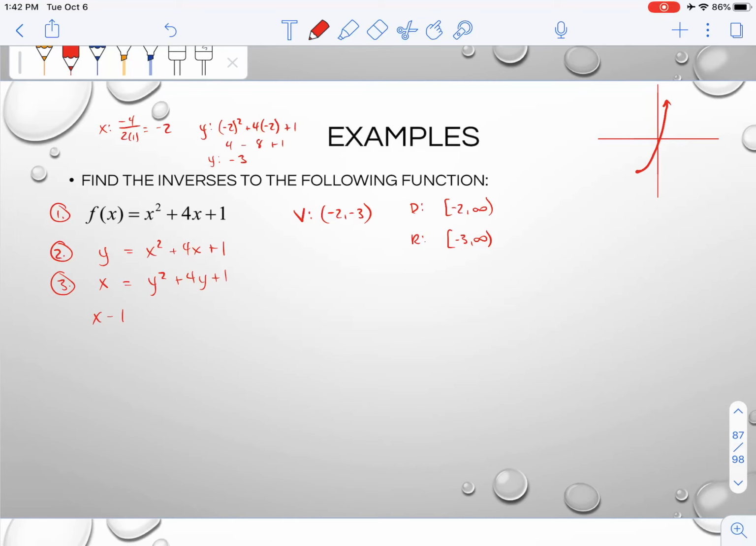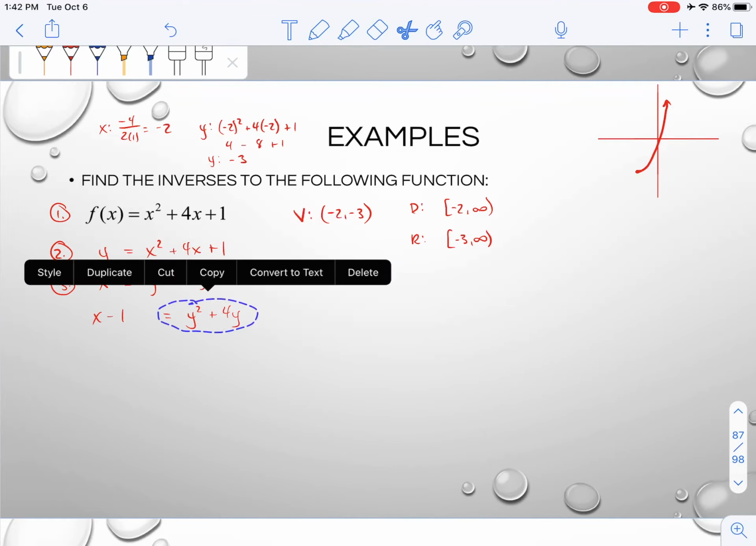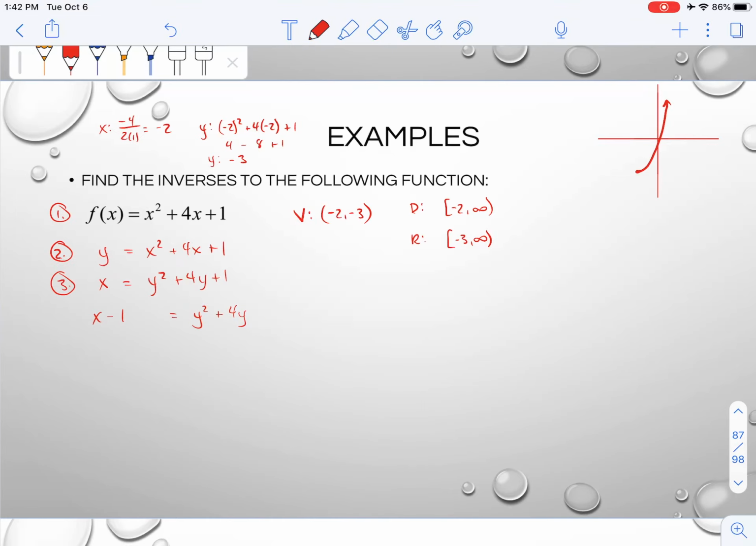So I'm going to have x minus 1 equals y squared plus 4y. Right, now I want to figure out what do I have to add to both sides here such that I have a perfect square. Right, so I'm going to figure out what do I add. So I'm going to take 1/2 of the b term. So 1/2 of 4 is 2. I'm going to square it and add it to both sides. Right, so on the left hand side here I'm going to have x plus 3 equals, and on the right hand side I'm going to have y plus 2 quantity squared.